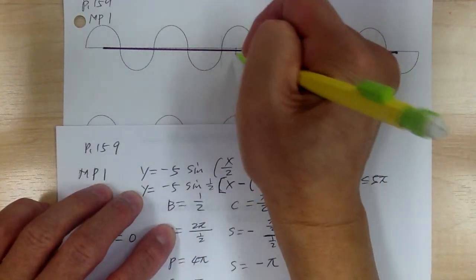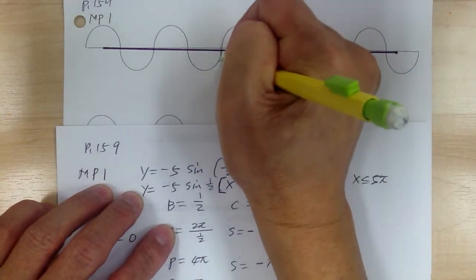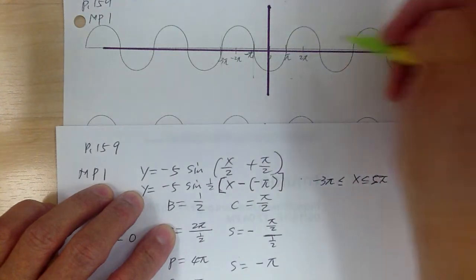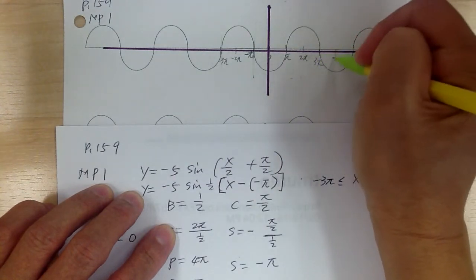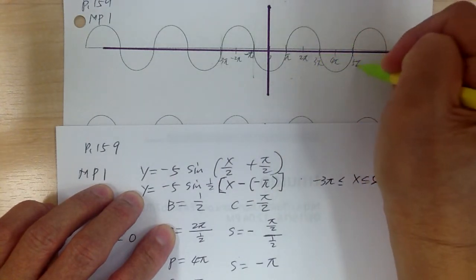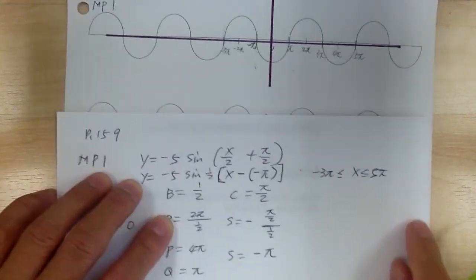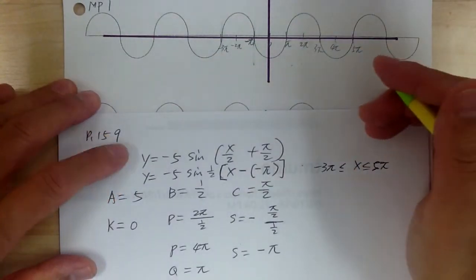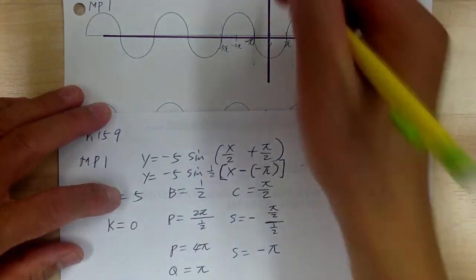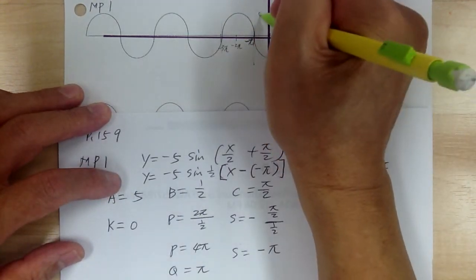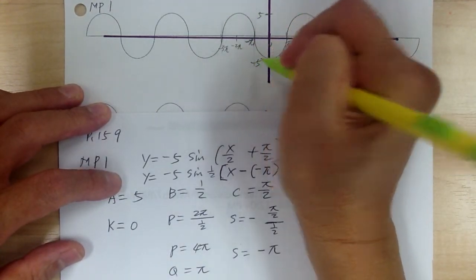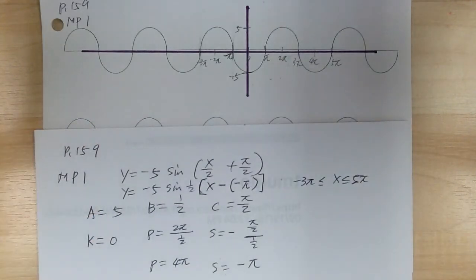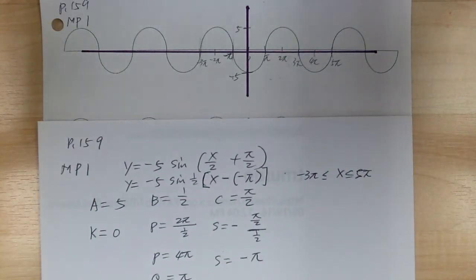So negative pi, negative 2 pi, negative 3 pi, and this would be 3 pi, 4 pi, 5 pi, right? Again, you have to follow these. Now you have to label the vertical. A is 5, so you go across, so that's 5, and this is negative 5, and that's it, finish. Okay? So this is the one with the C and the shift.